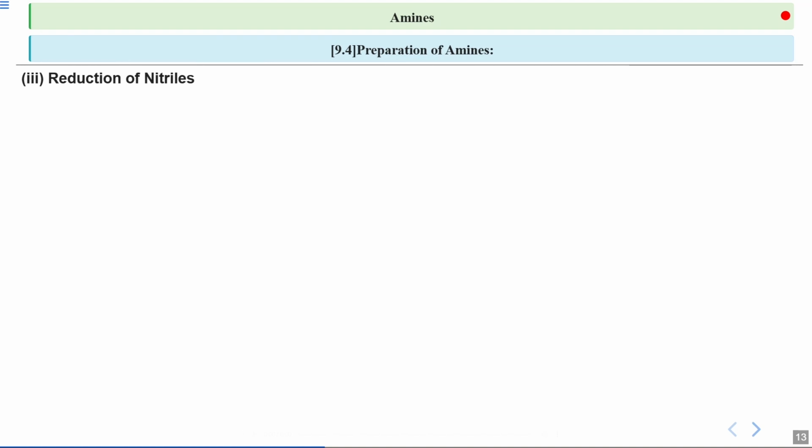Now we are going to discuss the third one, which is reduction of nitriles. We are going to talk about catalytic hydrogenation. So this process uses hydrogen gas along with a metal catalyst like nickel or palladium to reduce the nitrile group. So this catalyst helps the hydrogen atoms add to the molecule, turning the nitrile into an amine.